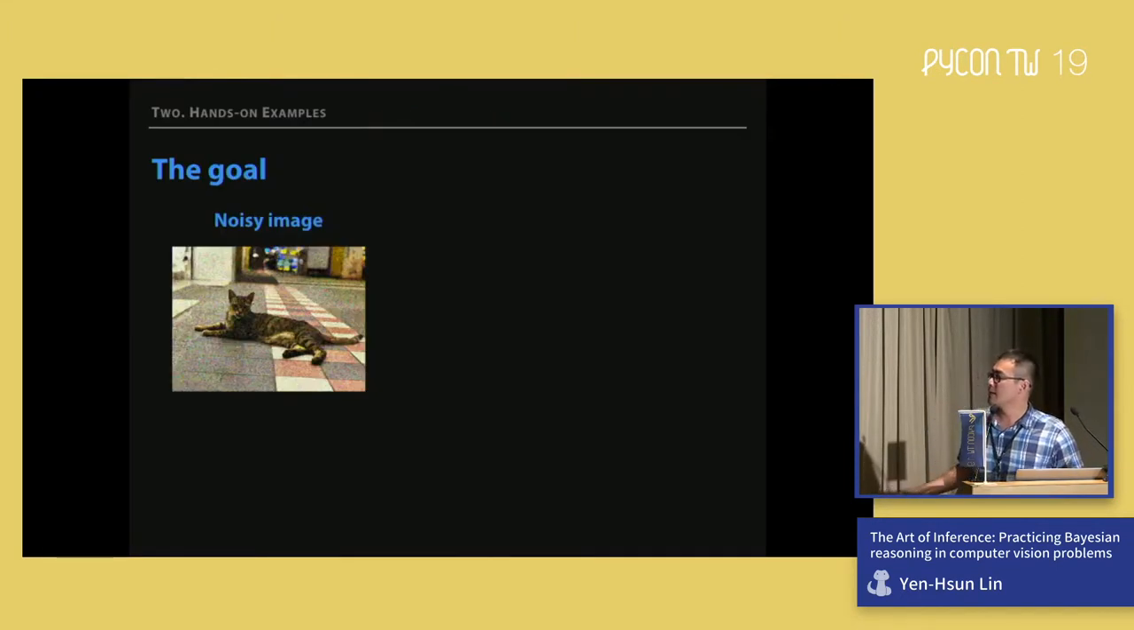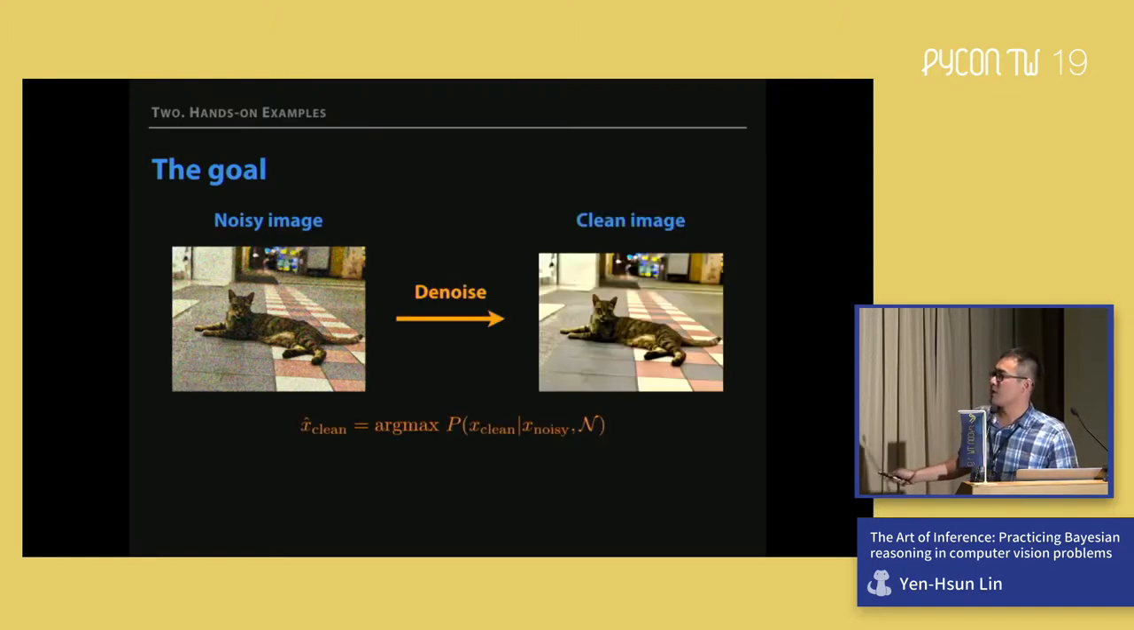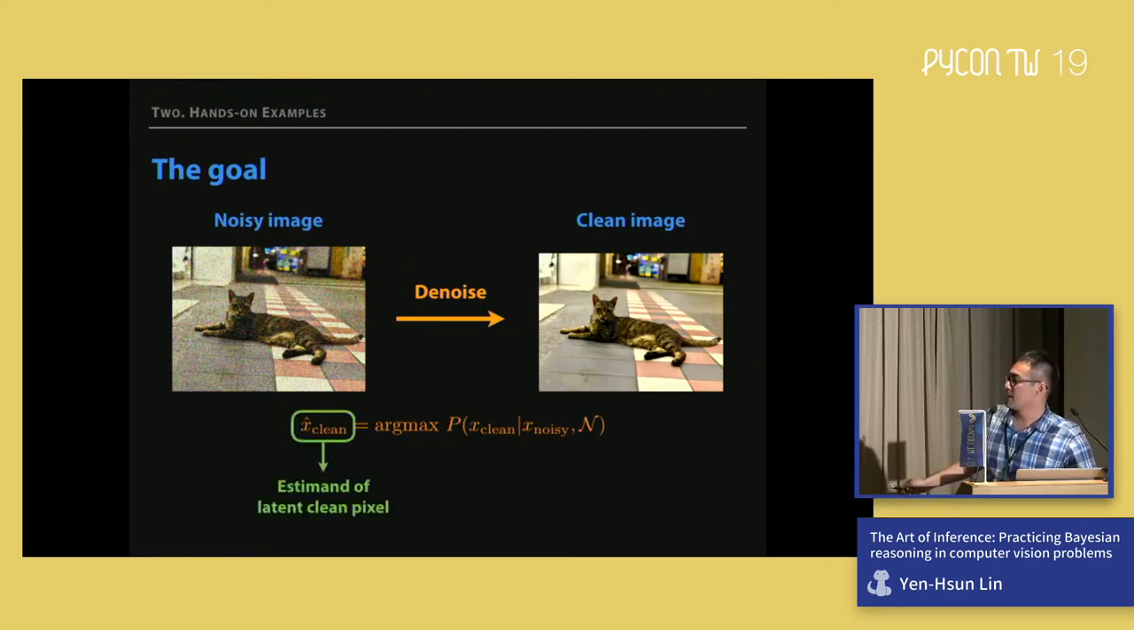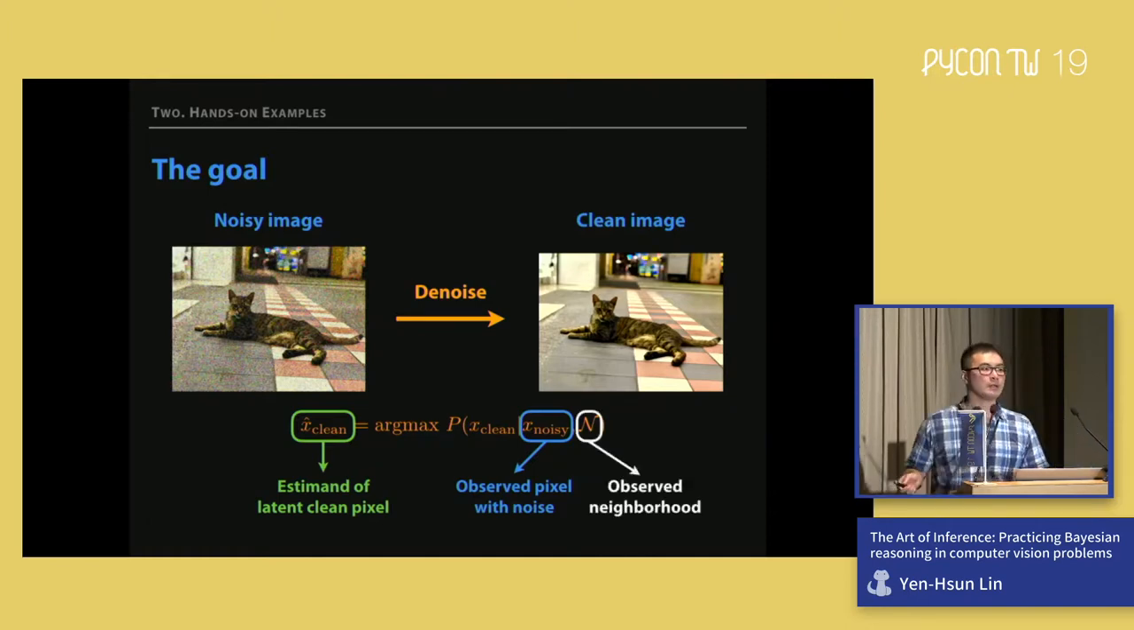So the goal, again, is to send this noisy image through a certain denoising process, and we hope that such a process can reproduce the latent clean picture, just like the binary examples did before. So our way is that the underlying clean pixel can be deduced by the probabilistic model through the observed noisy pixels, as well as their neighborhood. The most probable X, or the most probable clean pixels without noise, is the one that maximizes the probability given by the probabilistic model.